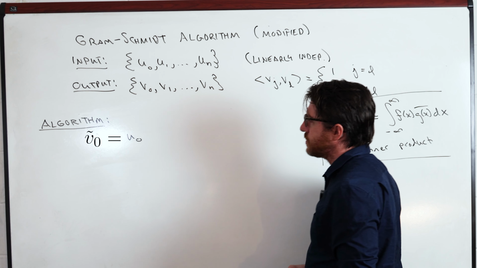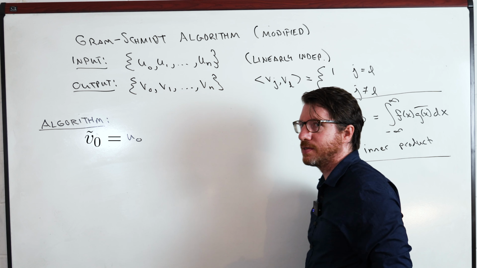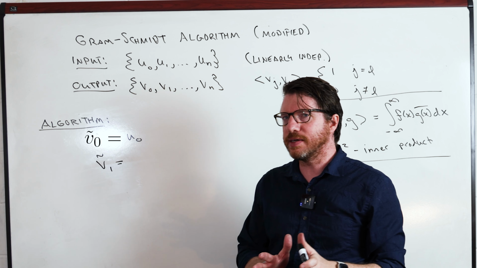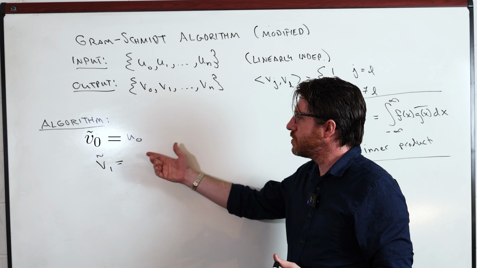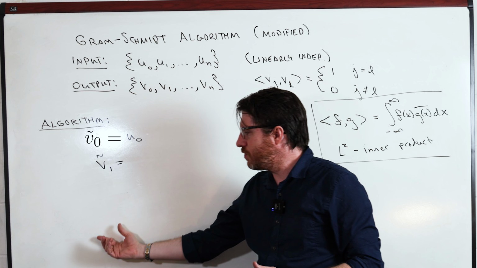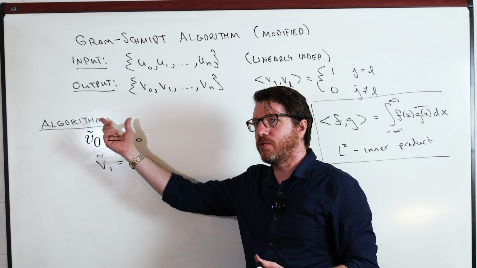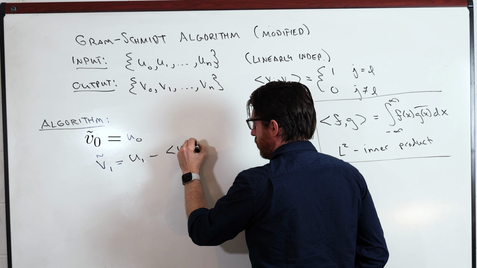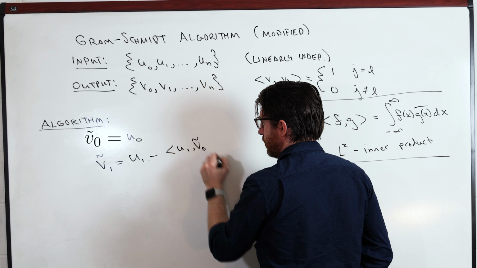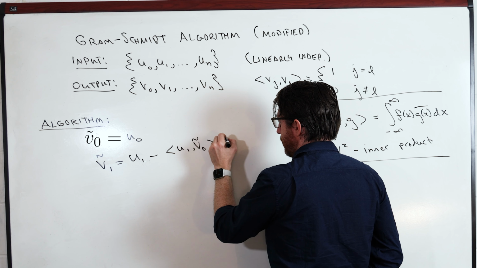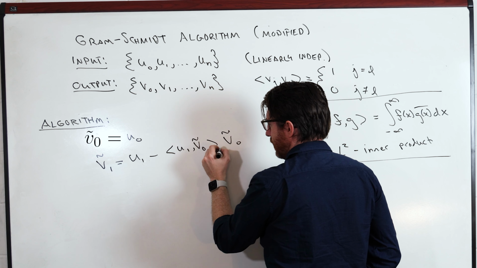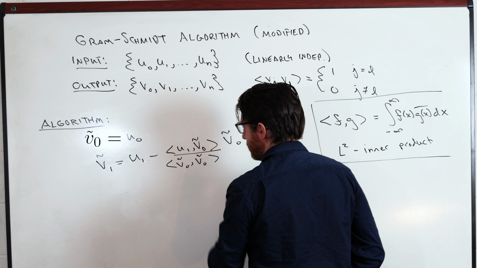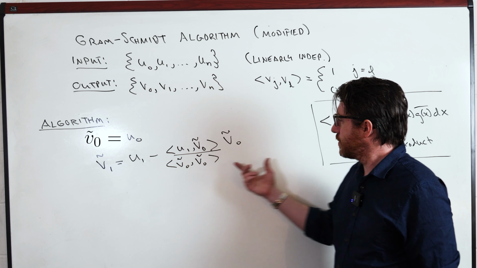Okay, so we start with v0 tilde equal to u0. Now I want to make a v1 tilde. What we need out of this is for it to be orthogonal to v0 tilde, and when we come to vn tilde, we need it to be orthogonal to all the ones before it. We're going to take u1, and then subtract off the inner product of u1 with v0 tilde, times v0 tilde, and divide by the inner product of v0 tilde with itself. This is a division that we can't avoid. So this is what we end up having.